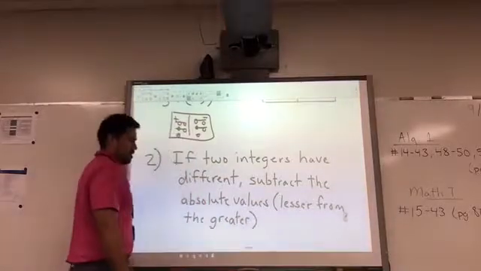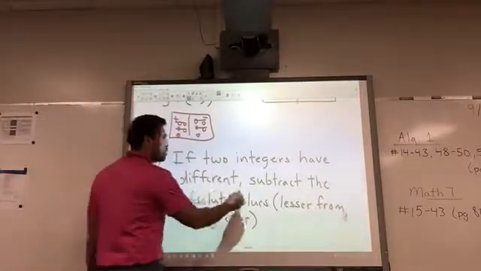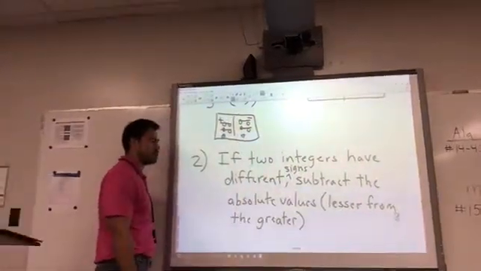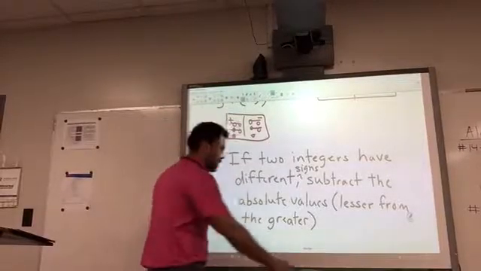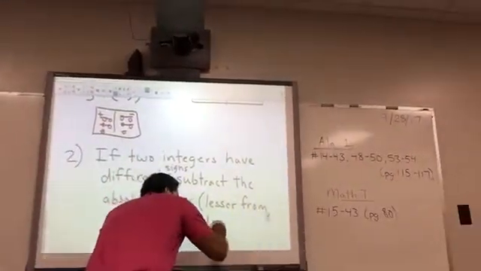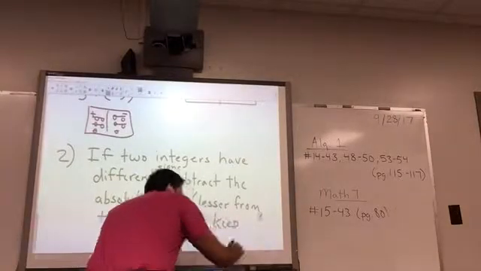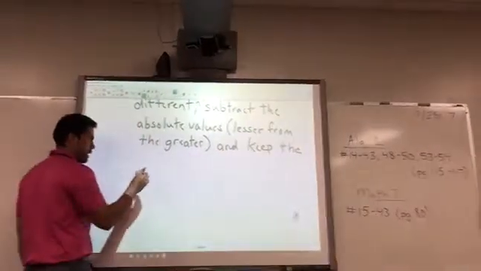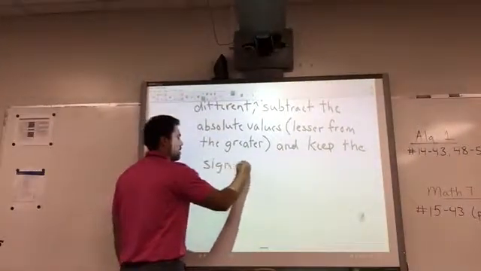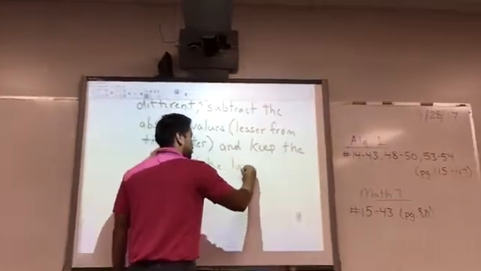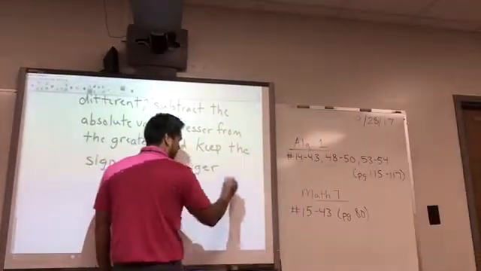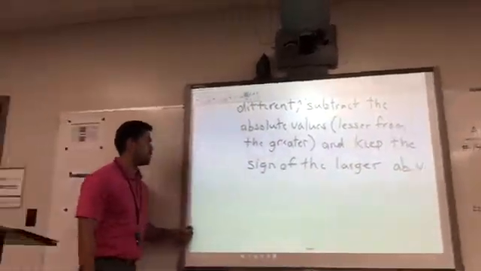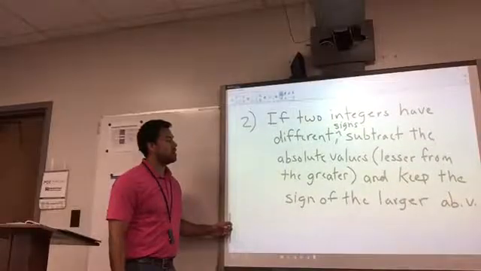If two integers have different signs, I'll put it here: different signs. Subtract the absolute values, lesser from the greater, and keep the sign of the larger absolute value. Okay? There you go.